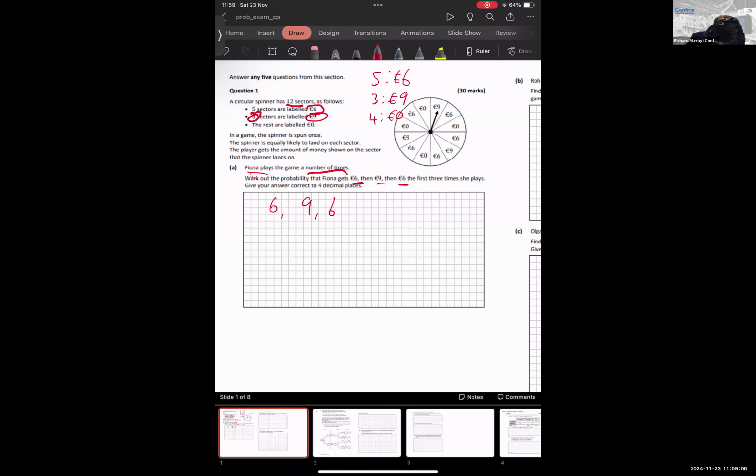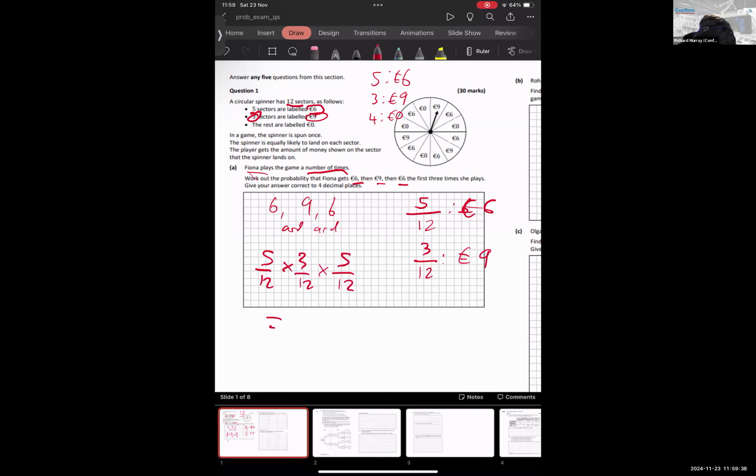Well, we know the number of chances you can get a 6: there are 5 options and there are 12 segments. So it's 5 over 12 for €6. And we know for €9 that there are 3 segments, so there's 3 over 12 for €9. So we want to do this and this and this. So it's 5 over 12 times 3 over 12 times 5 over 12.